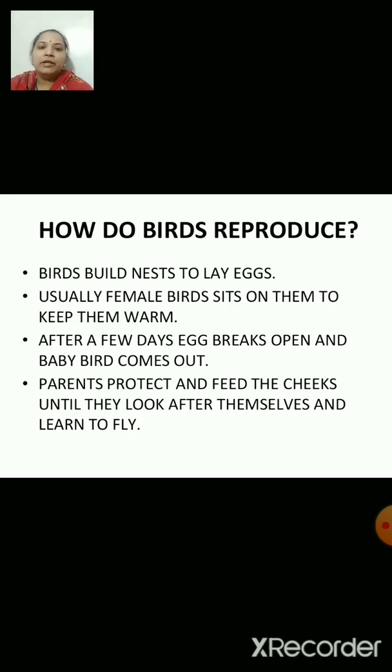And what do you think? What happens when the egg breaks open? What is it called? It is called hatching, the process of the egg breaking open and a small bird called a chick coming out of it. It is called hatching, and the small bird is known as a chick. So, the process of the bird breaking the egg and a baby bird coming out is called hatching.